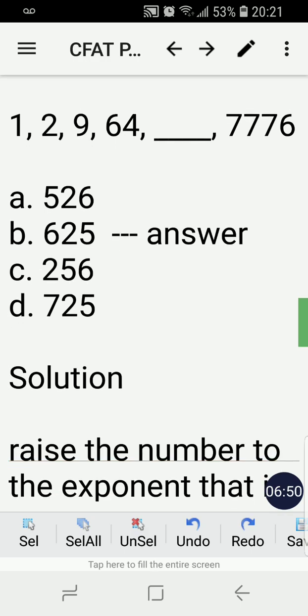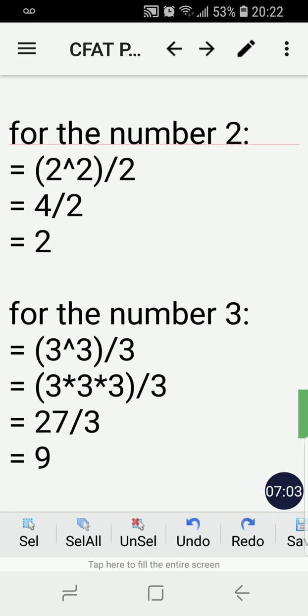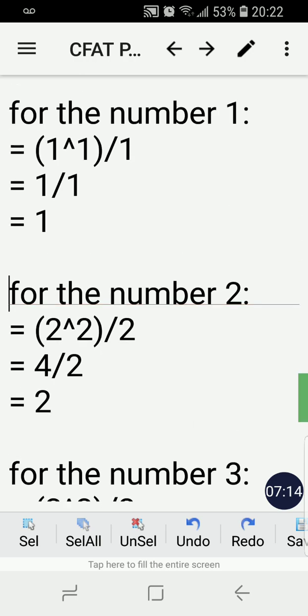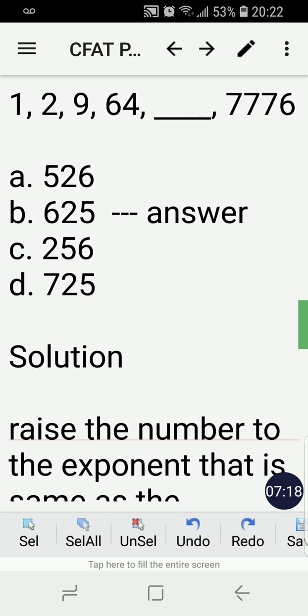Now we determine how we get 2 in the sequence. For the number 2, 2 raised to 2, or 2 squared, divided by 2. 2 squared is 4. 4 divided by 2 is equal to 2. Okay, that's how we got 2 in the sequence.